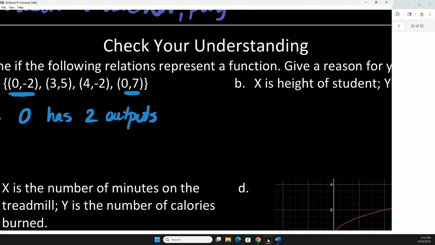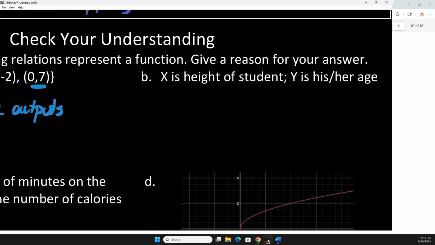Alright, and then for B, X is the height of a student, so that's the input, the height of the student, and then Y is his or her age. Do you think this is a function? Is there only one age for every height? So we did this last class. Like I'm 5'8", I'm not a student, but I'm 5'8", and there were other people who were 5'8" that were different ages than I am. So we're going to say no. Height can be paired with multiple ages.